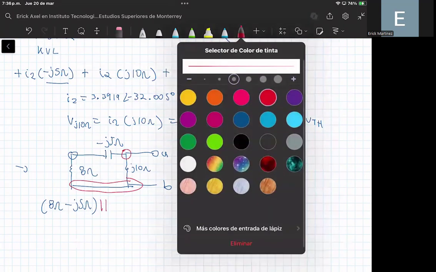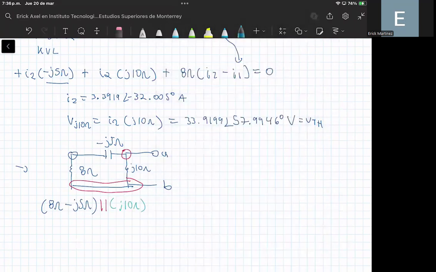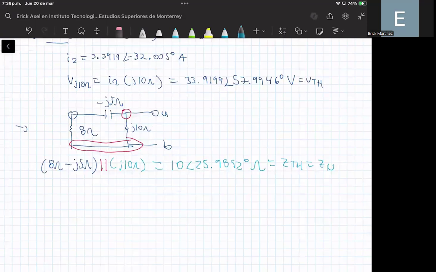So I am writing here this parallel expression, and if you compute the parallel of that, you will obtain the following result, that is 10 with an angle of 25.9892 degrees ohms. This is the equivalent Thevenin impedance, that is equal to the Norton impedance. Remember that the Thevenin equivalent can be expressed as a voltage source in series with an impedance element, and here we have the equivalent circuit. This is the Thevenin equivalent.